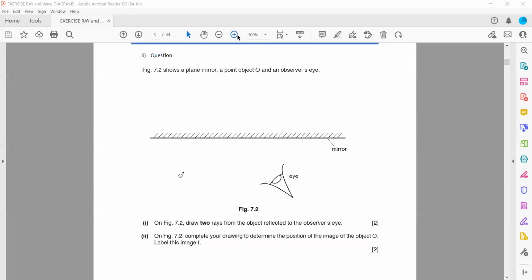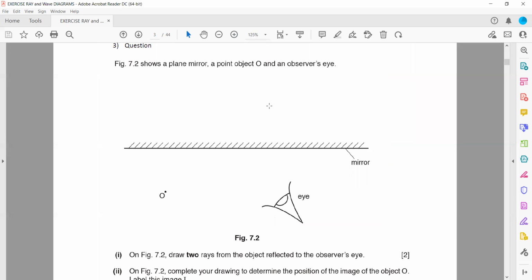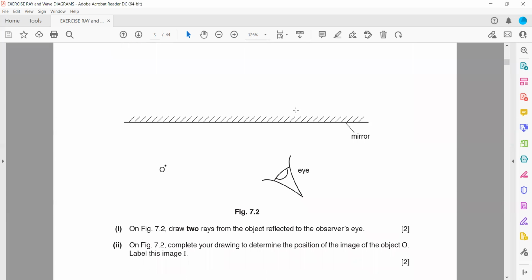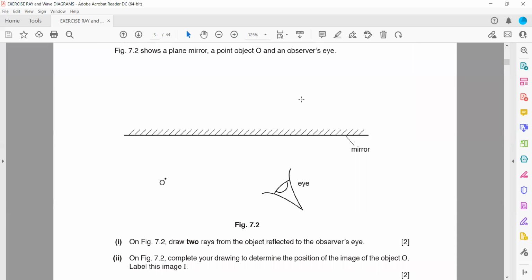In question 3, figure 7.2 shows a plane mirror. An object is there, and an observer's eye. On the figure, draw two rays from the object which are reflected to the observer's eye, and then complete the drawing to locate the position of the image.